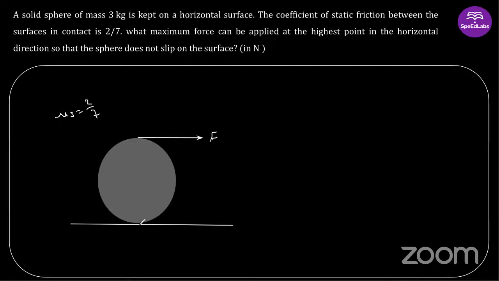Now there are two things. One thing is, due to this force, this is mg which is acting in the downward direction, right? There is a normal which will be the same as mg. So friction will be acting in this direction, right? It is trying to rotate and at the same time trying to slide.